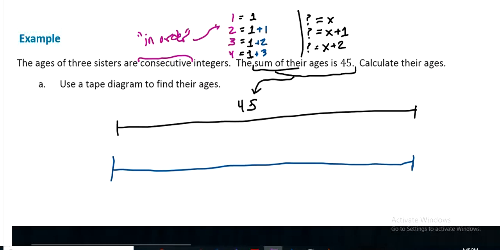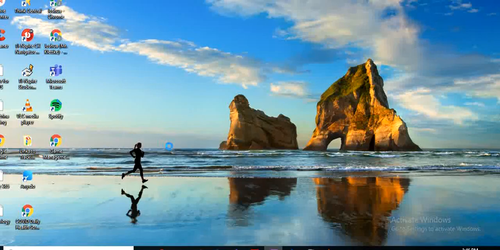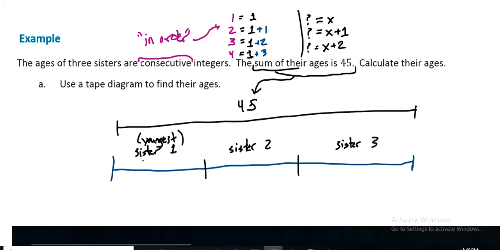Let's make this sister 1, sister 2, and sister 3. So what do I know about sister 1? Sister 1 is going to be the youngest sister, and that means her age is the lowest.